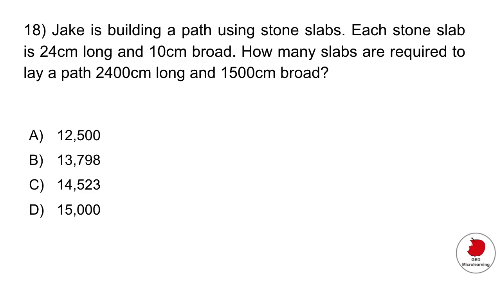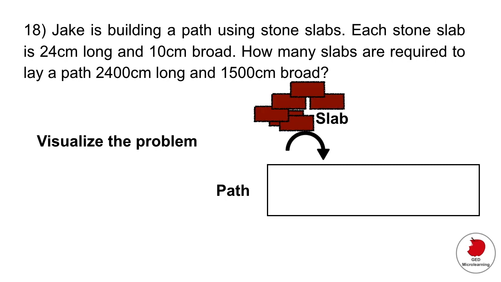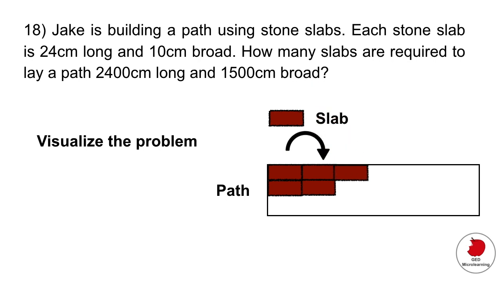All right, so I personally really like to visualize the problem first. So this is the scenario. You have this path, which is going to look like a long rectangle like that. And then you have these bricks or slabs that you are going to have to introduce into the path. What they want to know is how many of these slabs you have to introduce into the path like that. So the first thing that you want to do is find out the area of both of these rectangles, meaning the path, which is a long rectangle, and the slab, which is a smaller rectangle.